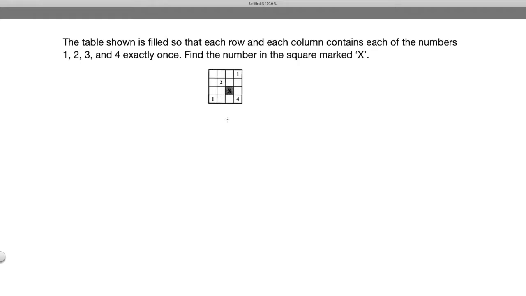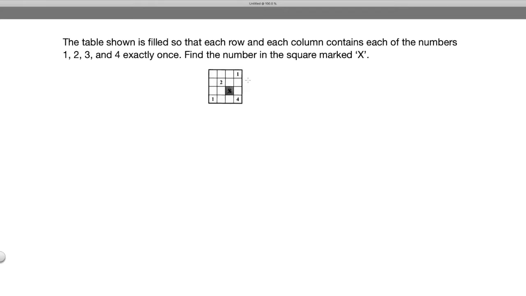Let's see how we solve this question. The problem says the table shown is filled so that each row and each column contains each of the numbers 1, 2, 3, 4 exactly once. Find the number in the square marked X. So we have 4 rows, 4 columns in the square, and each row is going to be 1, 2, 3, 4. Each column is going to be 1, 2, 3, 4.